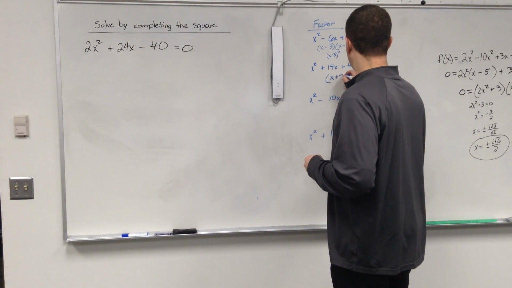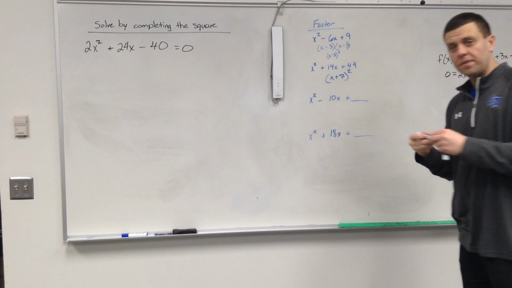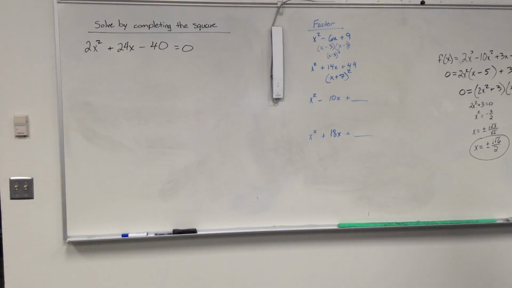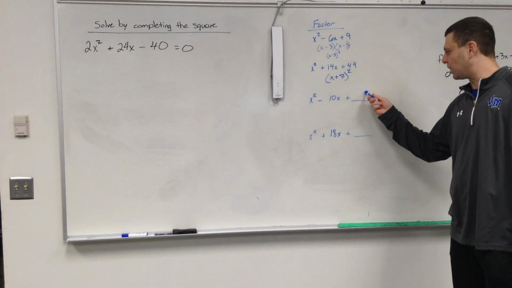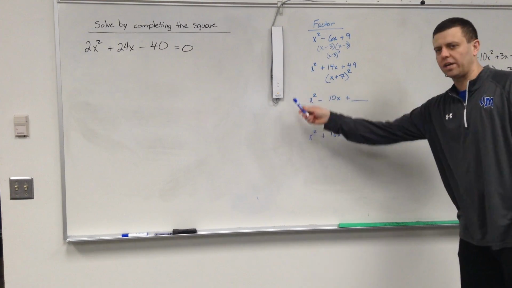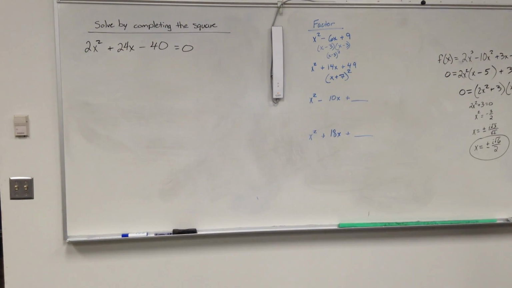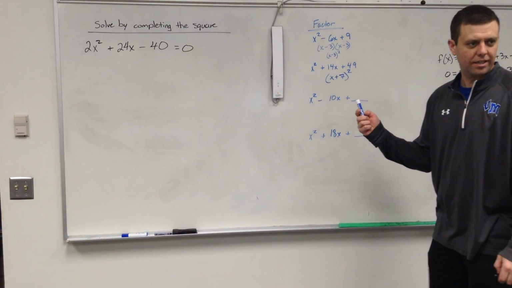Good. So now here's my next question. Could you tell me what number would need to go here so that this trinomial is a perfect square? It is 25, yes. Now, here's a little trick.